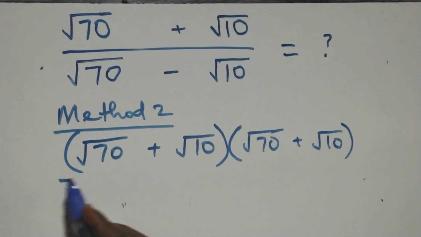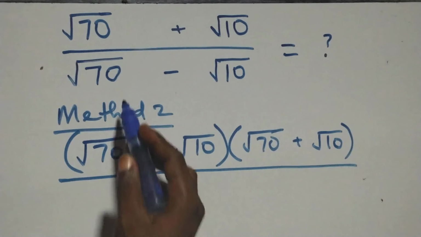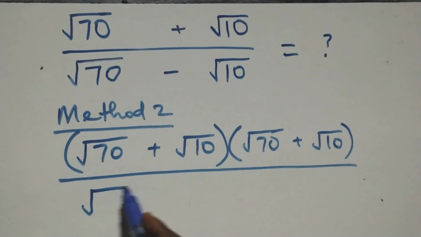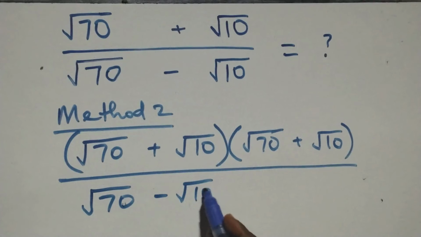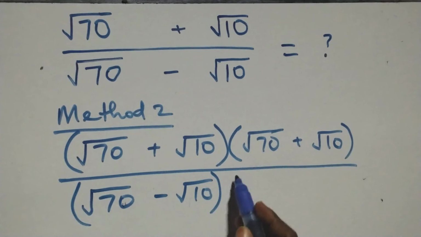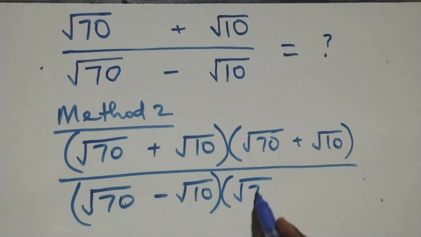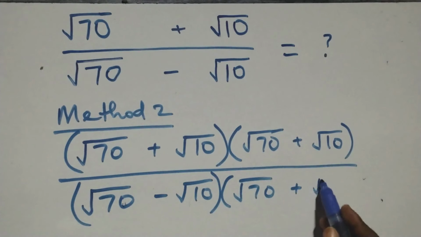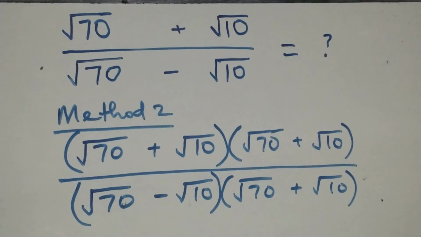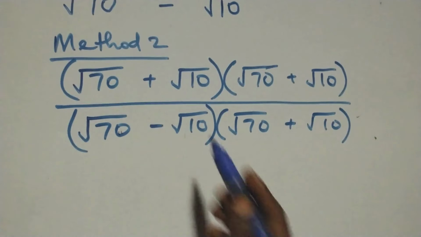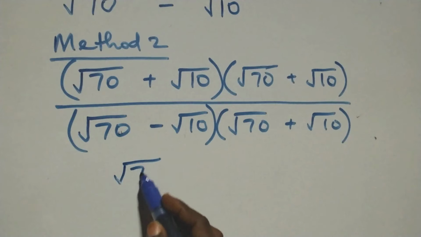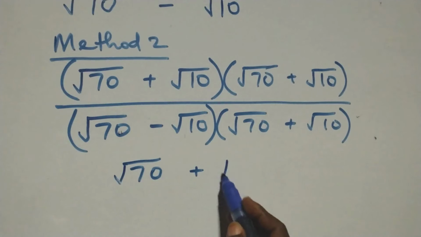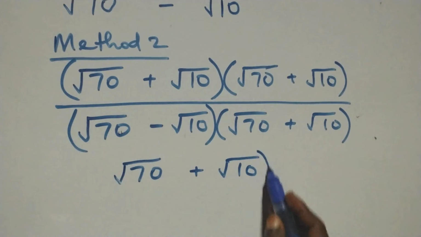Then divided by, also multiply this by its conjugate. That's root 70 minus root 10, then multiply by root 70 plus root 10. Then also, here we have the same thing inside this bracket. We can write it as root 70 plus root 10 all squared.